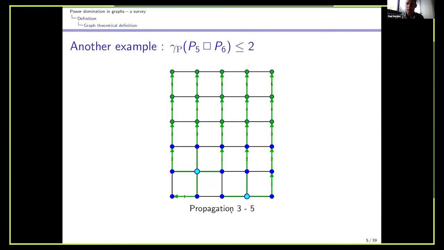So what's happening here is that with a finite portion of the graph dominated at the beginning, I can have propagation and monitor an unbounded number of vertices from a finite set at the beginning. So somehow it says that it's not likely that we will be able to give a bound on the power dominating set on a general graph, depending on the total number of vertices.